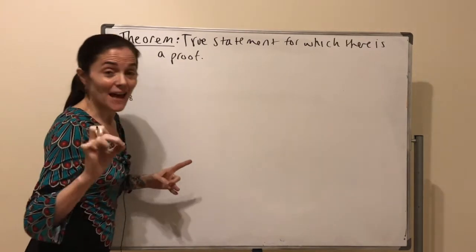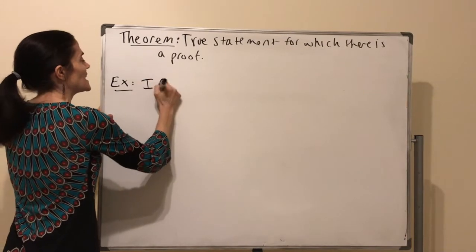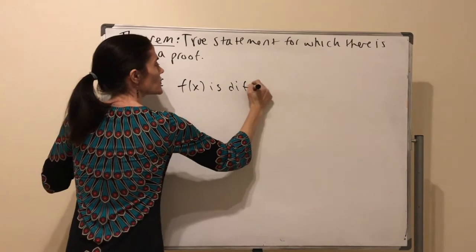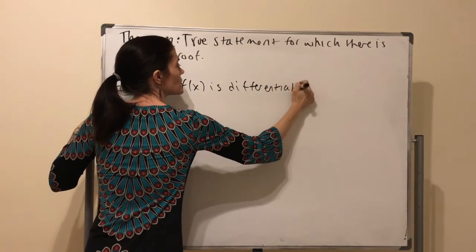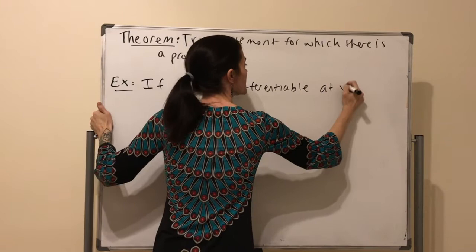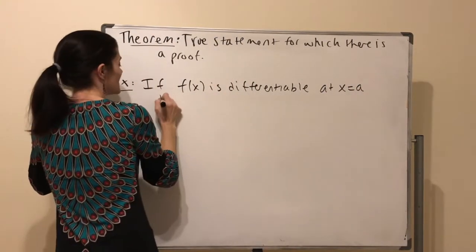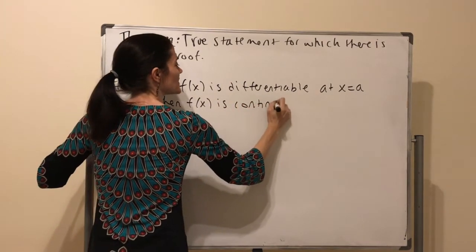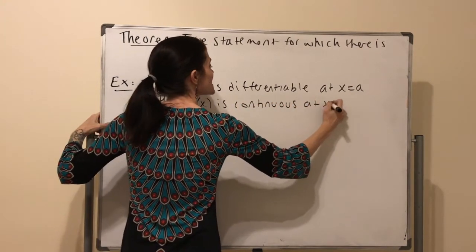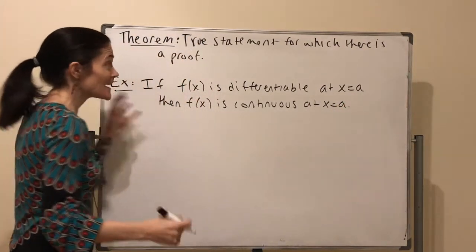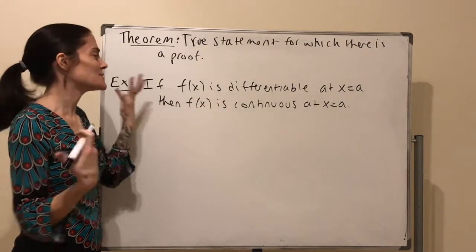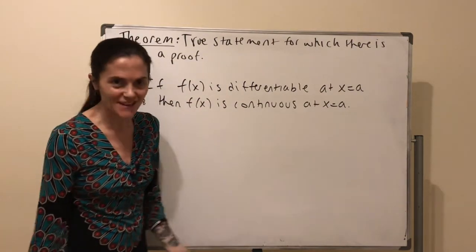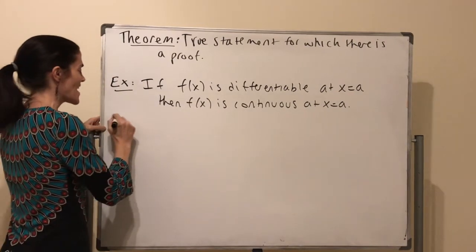If you've had Calc 1, for instance, if f of x is differentiable at x equals a, then the function is continuous at x equals a. This is a theorem, and you could prove it using, say, the limit definition of the derivative. You can use that and then show the function is continuous. What's another example?